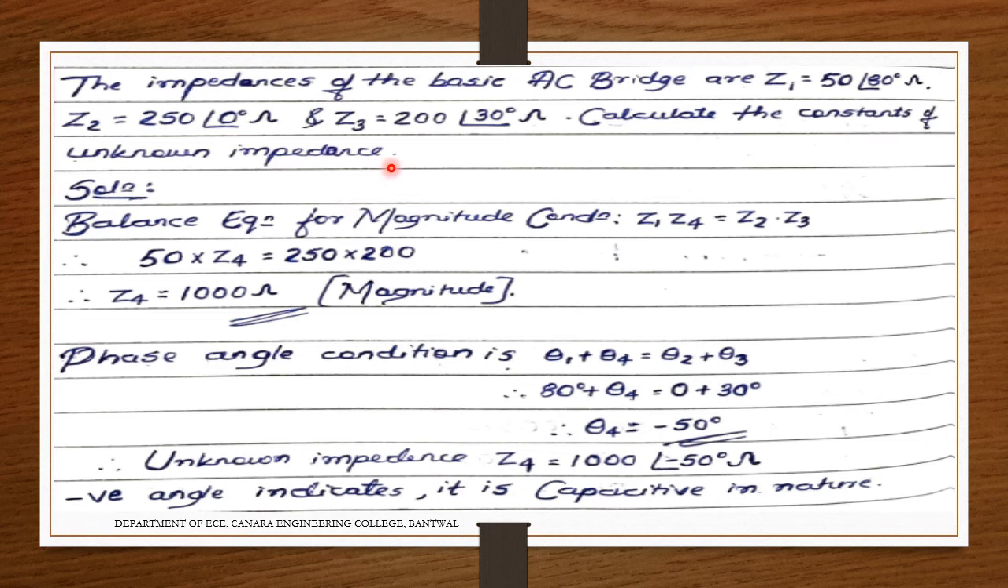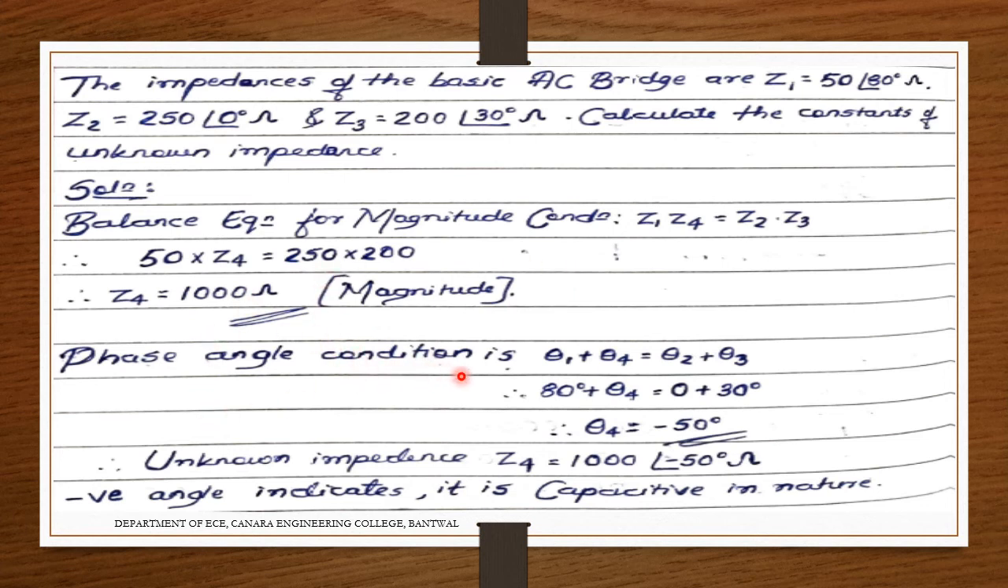So here is one shortcut method, that is the balance equation for the magnitude condition. That is Z1 into Z4 is equal to Z2 into Z3. I'll take 50 into Z4, which we don't know and need to find, Z2 is equal to 250, Z3 is equal to 200. So substitute it. Z4 is equal to 100, sorry, 1000. That's the magnitude.